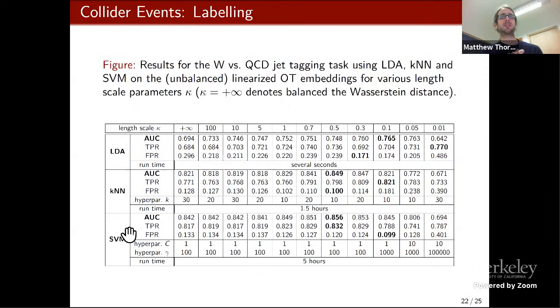Of course, we did some off-the-shelf labeling using LDA, KNN, and support vector machines. The conclusion is that the Hellinger-Kantorovich distance does the best. What scale you want to use depends on how you want to measure accuracy. We looked at area under the curve and the true positive rate versus false positive rate. The best results are always for the Hellinger-Kantorovich distance, at a scale between 0.5 and 0.1.